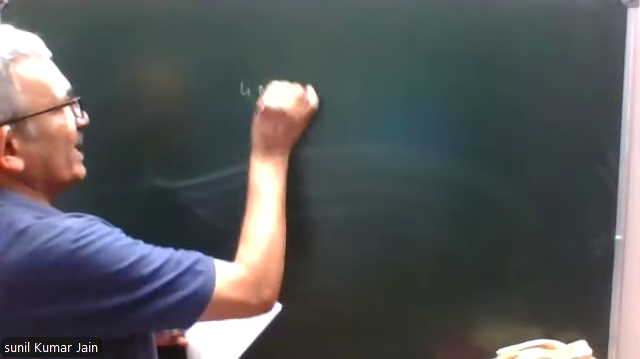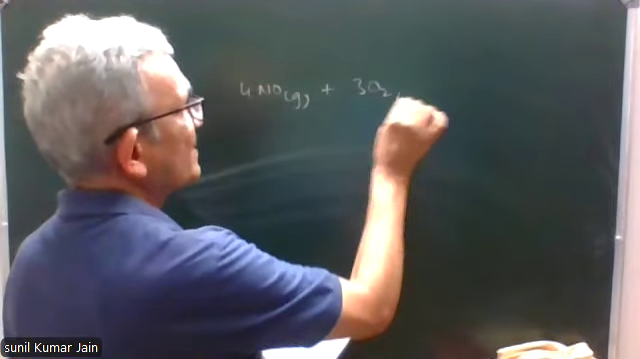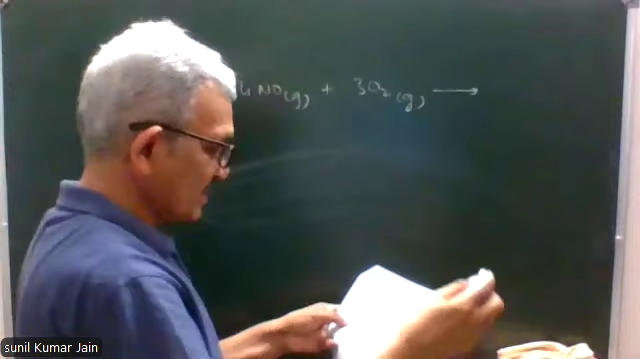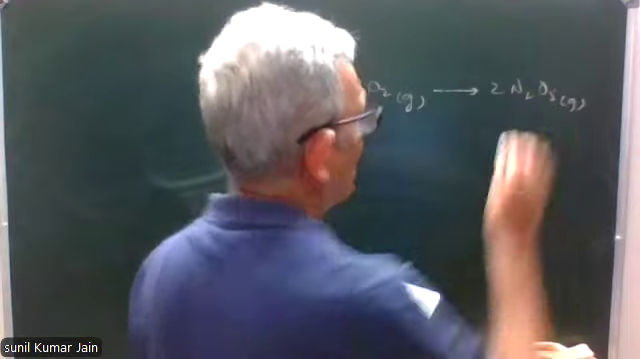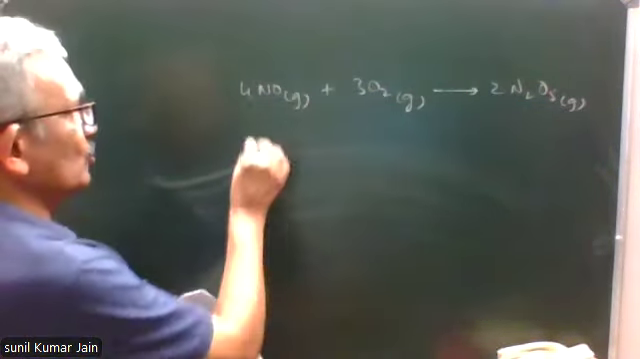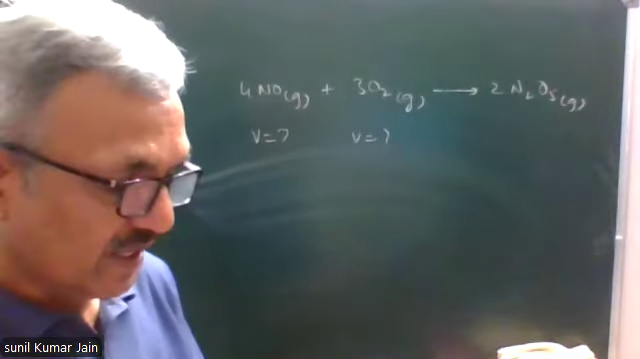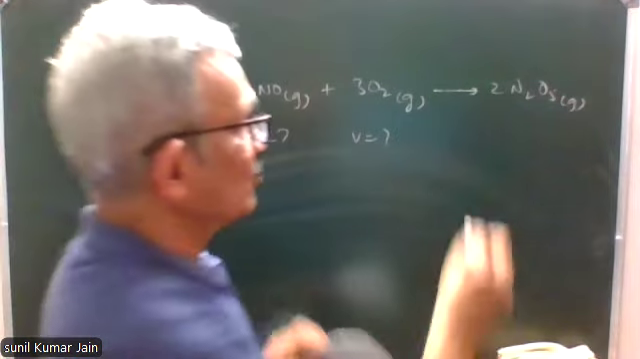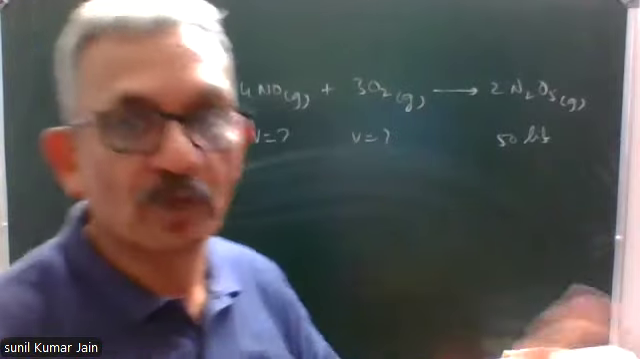Next numerical. Equation is 4NO gas plus 3O2 gas gives 2N2O5 nitrogen pentoxide gas. Calculate volumes of NO and O2. These volumes we have to calculate to produce 50 liters of N2O5. Again, you have to properly explain.